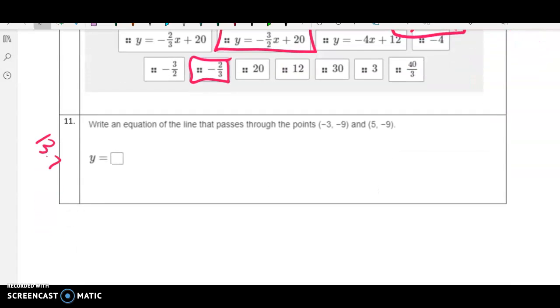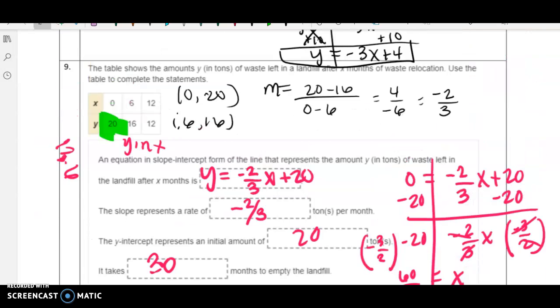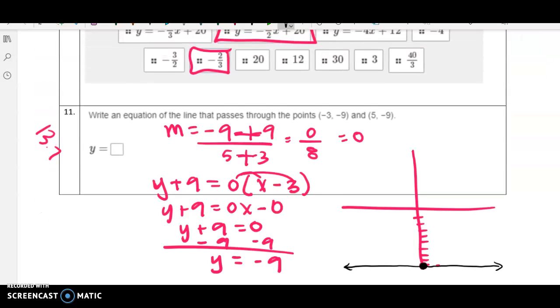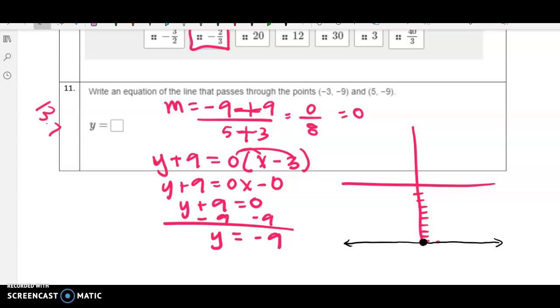All right, write an equation of the line that passes through these 2 points. So we're going to do this just like we did number 8. So when you solve for the slope, you get 0, and then you plug that into your point slope equation, and then distribute that 0 through your parentheses. So you get 0x minus 0y on the right-hand side of the equation, which just means that it's 0 over there. And then we have to subtract 9 from both sides, and when we do that, we get y equals negative 9. So our equation is y equals negative 9, and this just means that it's a horizontal line.